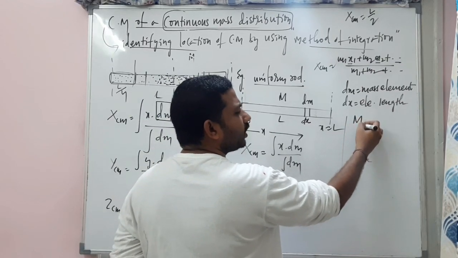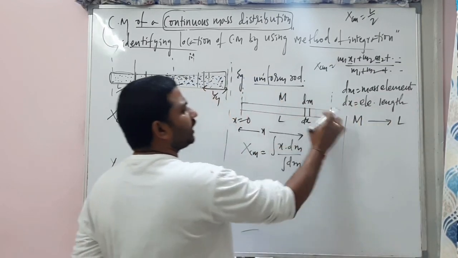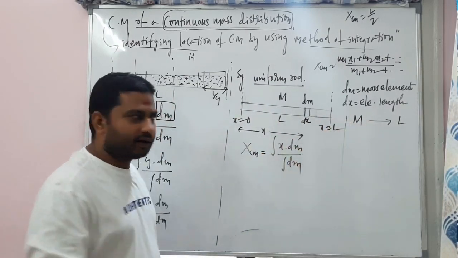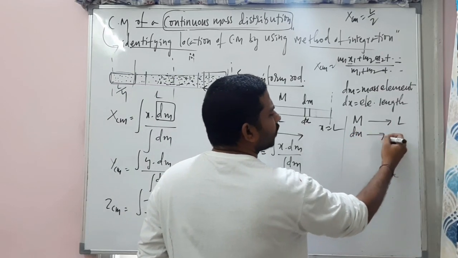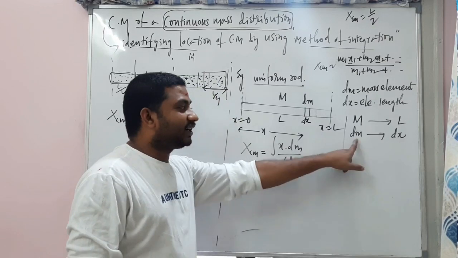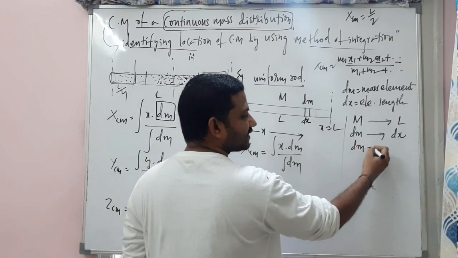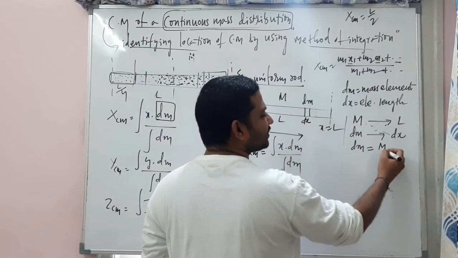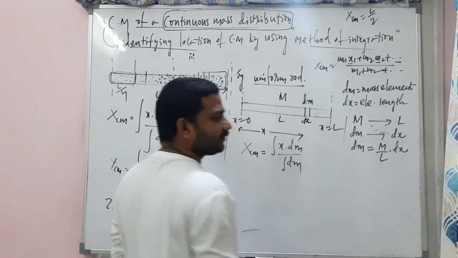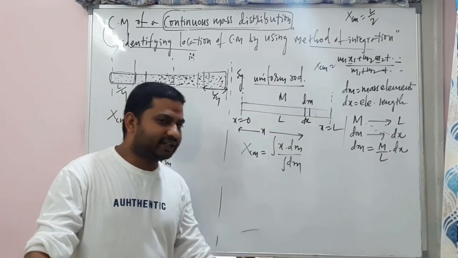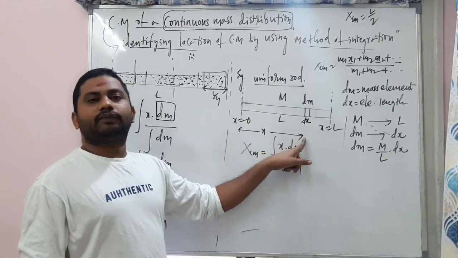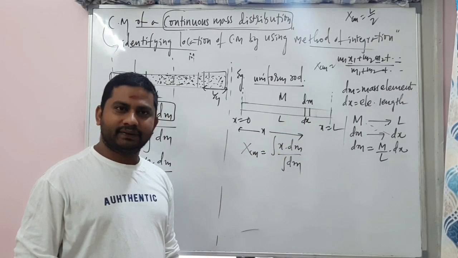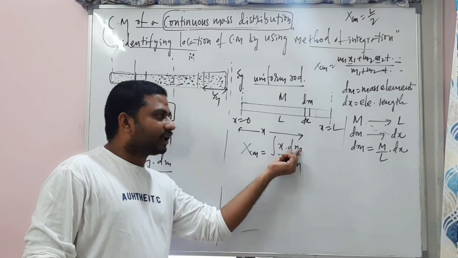We have the total mass and total length. The total mass of the rod is M, the total length of the rod is capital L. For a small dm, the small elemental length is dx. From here you get the dm value. Cross multiplication, my dear students. So dm equals capital M by capital L into dx. Second step: what is the first step? At a distance x from the origin, identify an elemental mass and elemental length. Second step, find that dm.